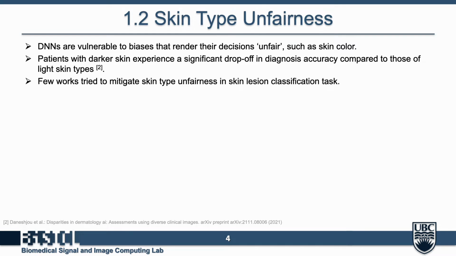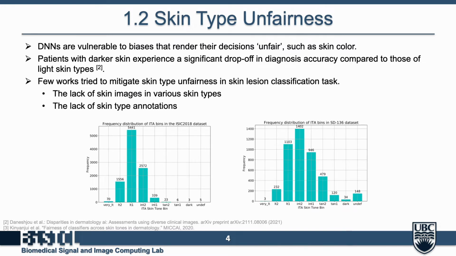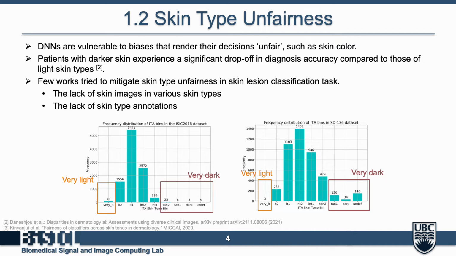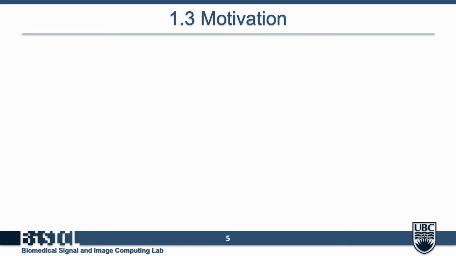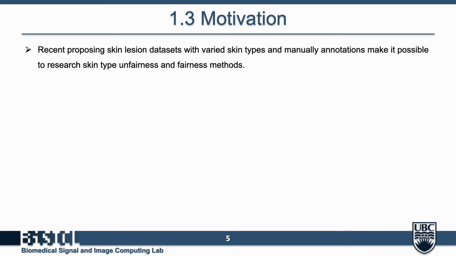Up to now, few works tried to mitigate skin type unfairness in skin lesion classification tasks, given the following 2 reasons. First, most common skin lesion datasets like ISIC or SD136 lack skin images in very light and very dark colors. Besides, they usually don't have skin color annotations, but luckily, the introduction of some new datasets brings promise in this field. Our work is motivated by several reasons.